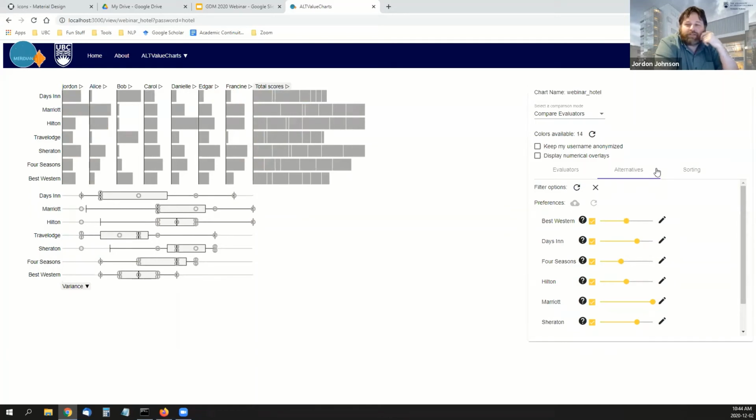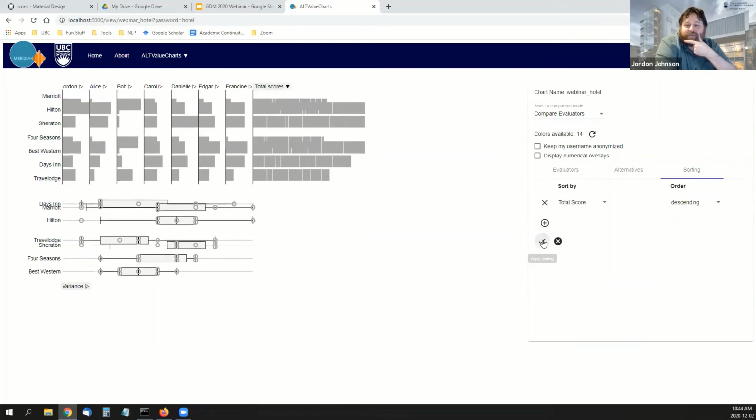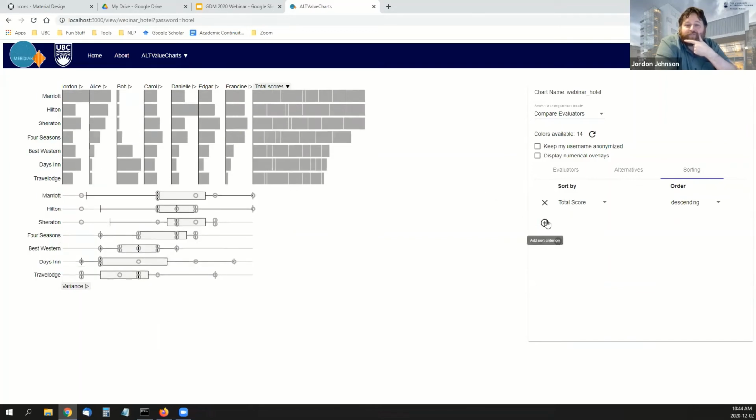So maybe we want to be a little smarter about the sorting, and we can do that with a hierarchical sort. I'm just going to clear all the sorting. Basically we can use the hierarchical sort in order to break ties. So let's apply that initial sort by total score, and now add a tie-breaking sort by variance. If we apply that, it looks like the Sheraton overall has the least disagreement among the three top scorers, which is interesting. But there is still quite a bit of disagreement. So let's look into that.